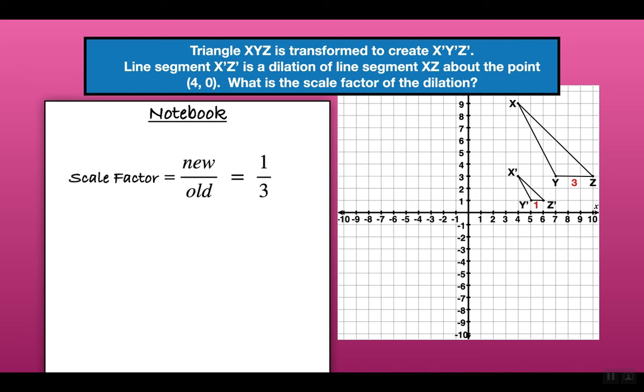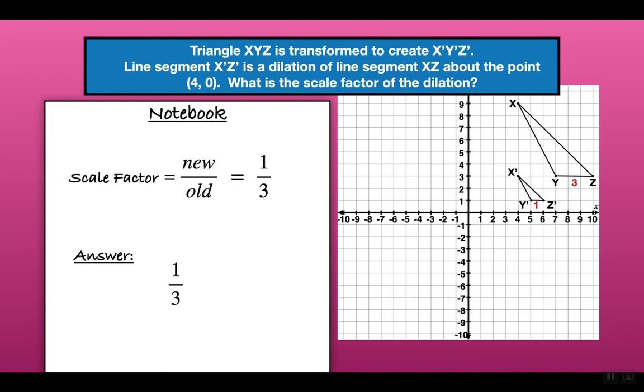Okay, so let's put that into our formula for the scale factor. The new side goes on the top, the old side goes on the bottom. So that's going to give you 1/3. And you always got to check if that could be simplified. In this case, that fraction is already simplified, and that's our answer. All right, the scale factor is 1/3.